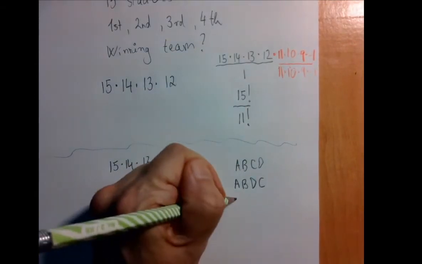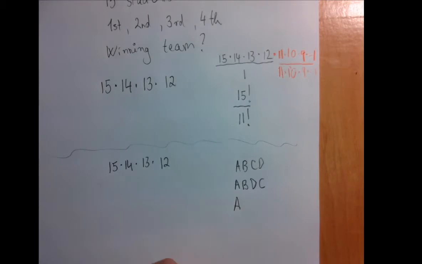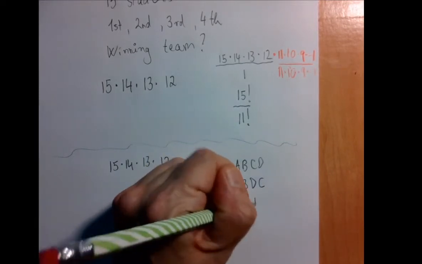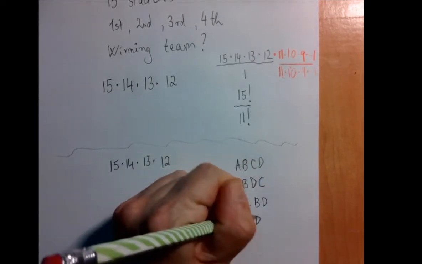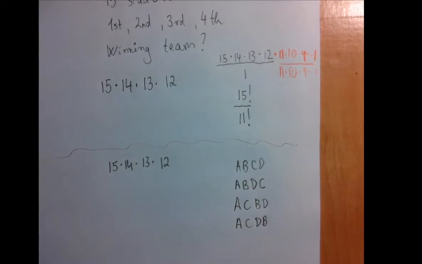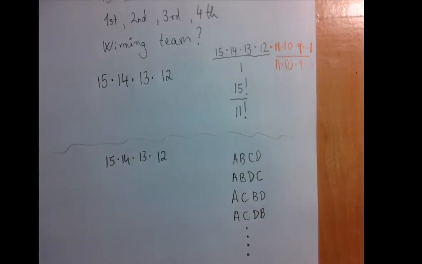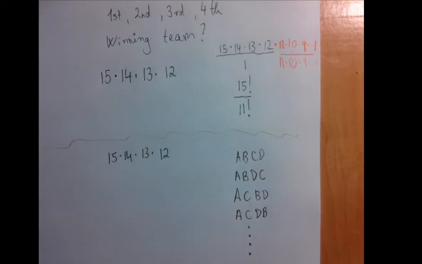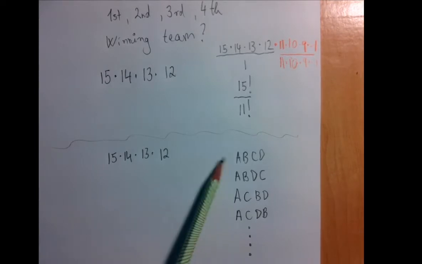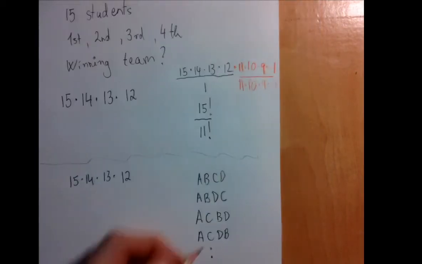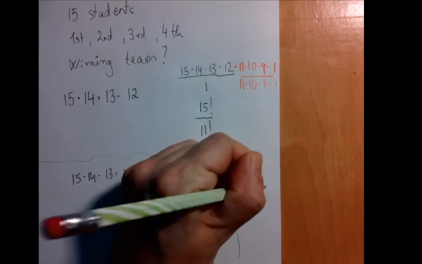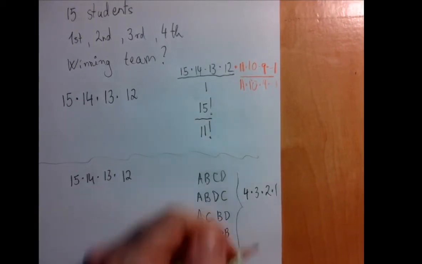So if we would list this, A, B, C, D, A, B, D, C, A, C, B, D, A, C, D, B, what are we counting here? What's that? Yes, you're right. We are counting exactly the following. In how many different orders can we arrange 4 items? Because that's how many different orders the same quadruple can come in. So this here would be a list, 4 times 3 times 2 times 1 long, or 24 long.